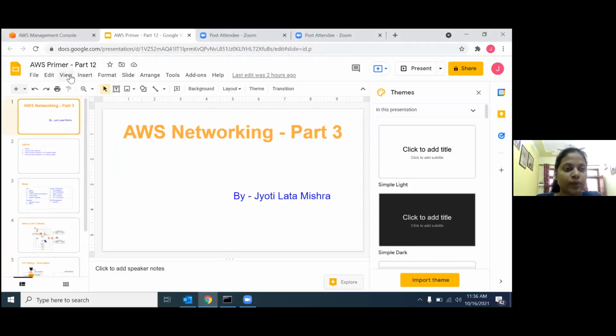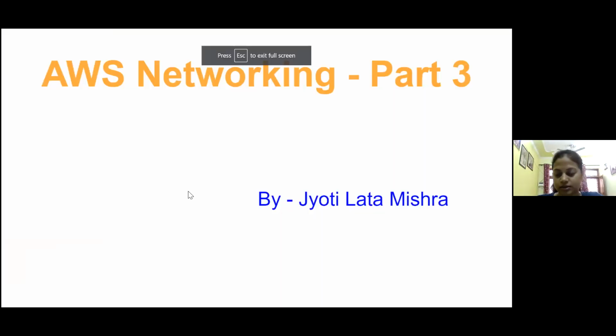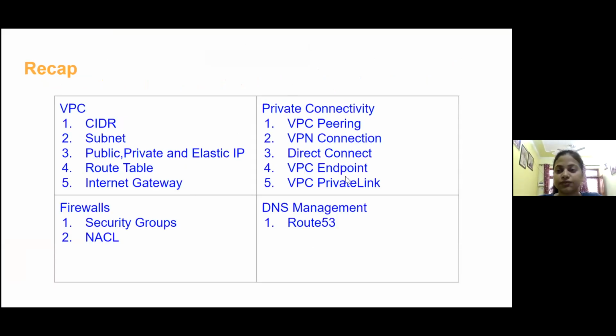Whenever we talk about networking, there are four things which one should know. First is the components of VPC. When you create a VPC, you need to know what the CIDR range is. Then subnet, and the difference between what exactly we mean by public, private, and elastic IP. Elastic IP is your static IP address. Then route table.